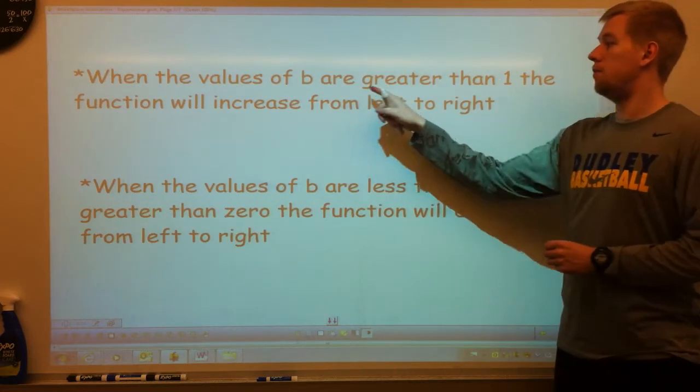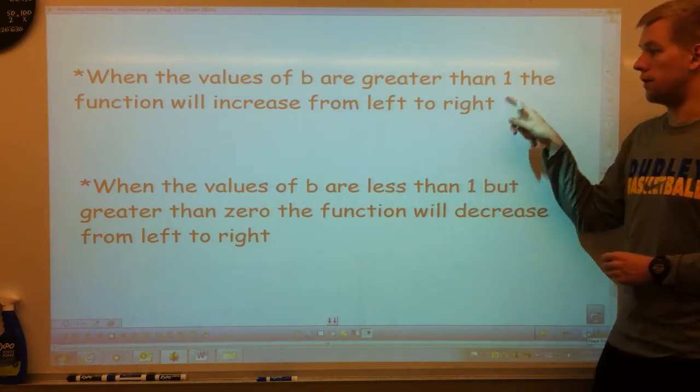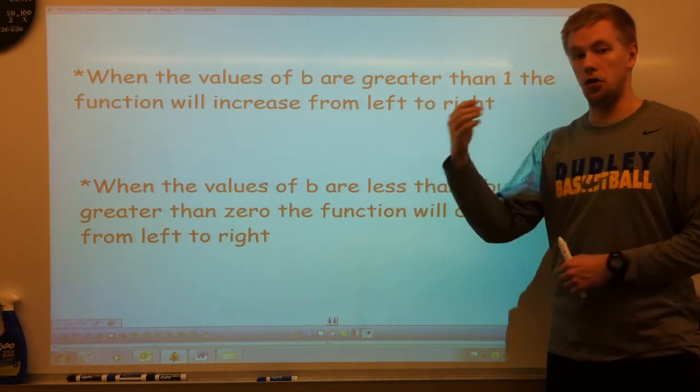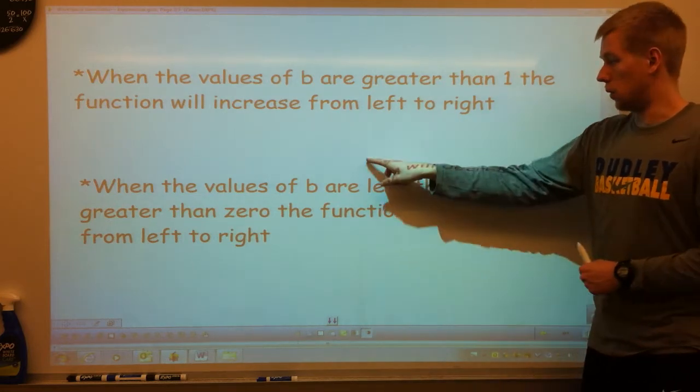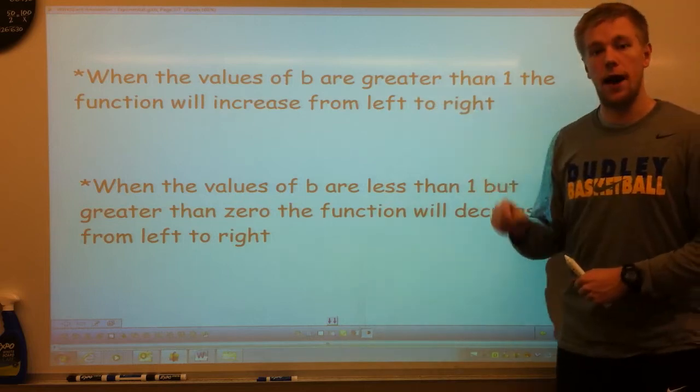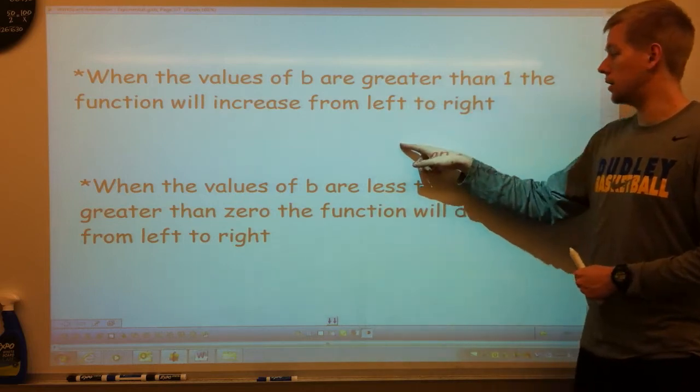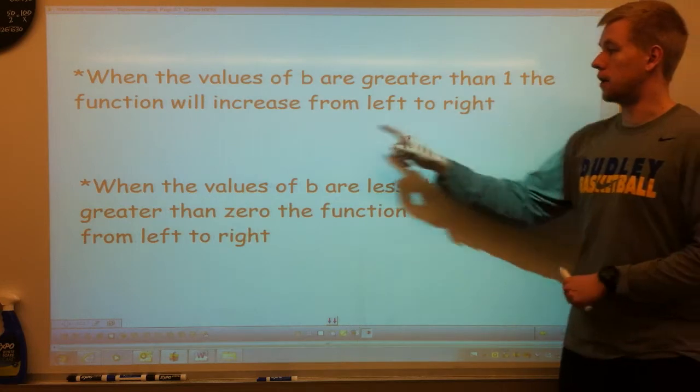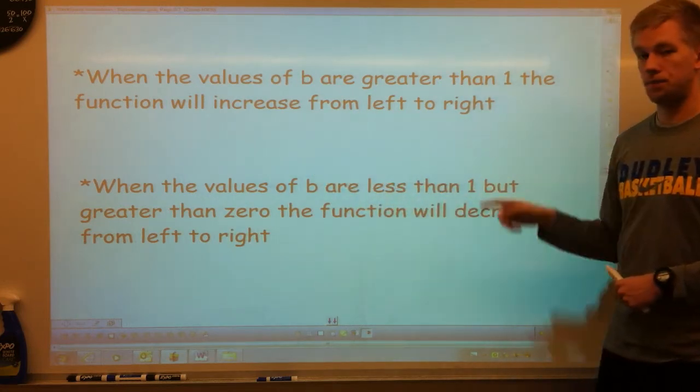When the values of B are greater than 1, the function will increase. So like on that first graph that I showed you, where it was going up, the B value had to be greater than 1. Okay, so if it's greater than 1, the function will increase from left to right.